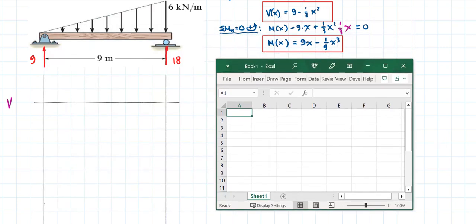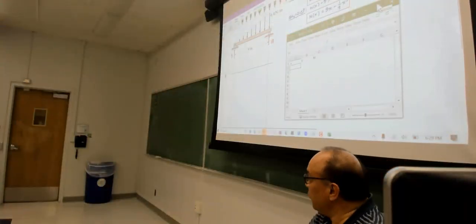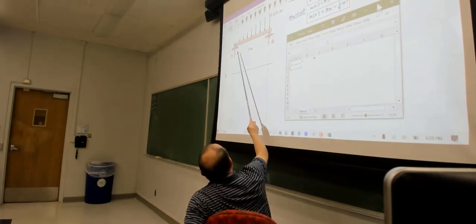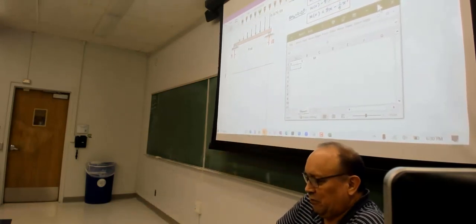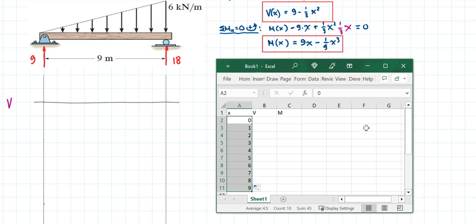You can do it by hand, right? You do here x, V, and M, right? And then x. I will put a few points here, every meter. I have Excel, I can do a million points, right? If I'm doing it by hand, I will do like 5 points at the most. But I have Excel. So I go 0 to 9, right?